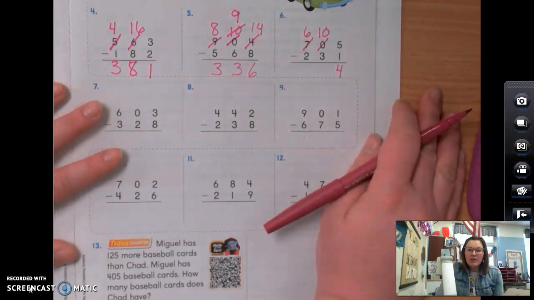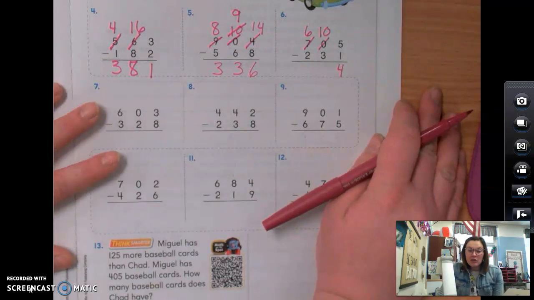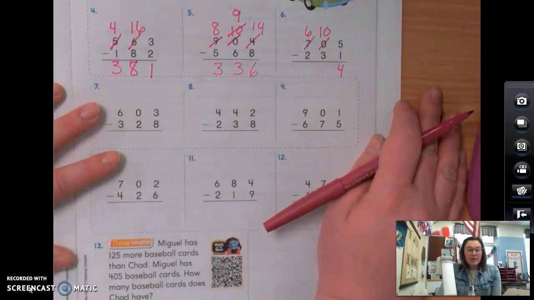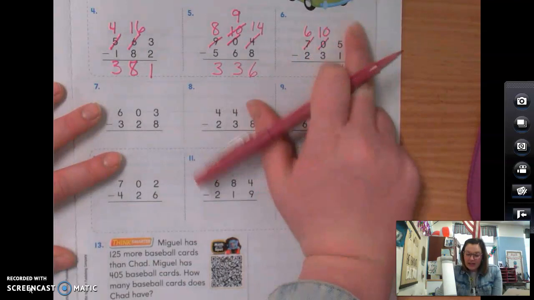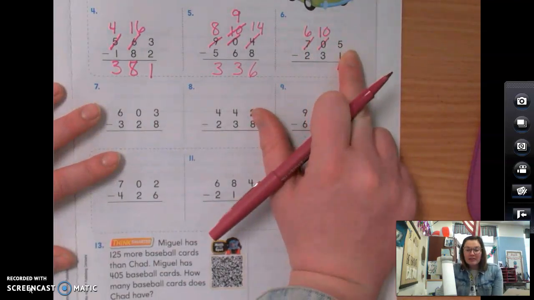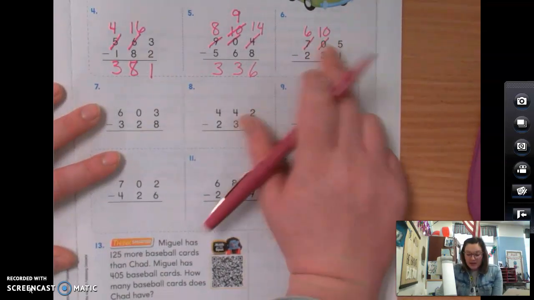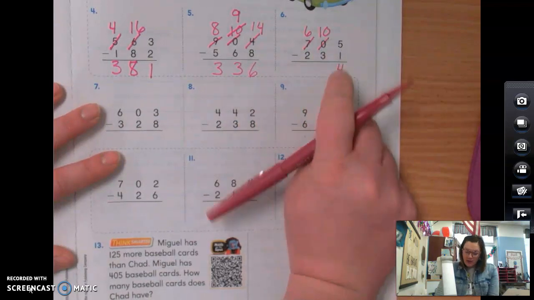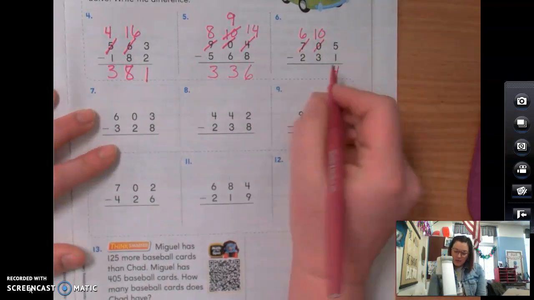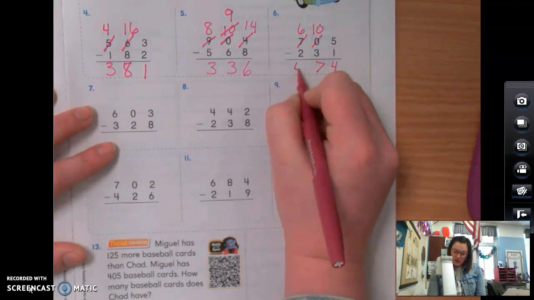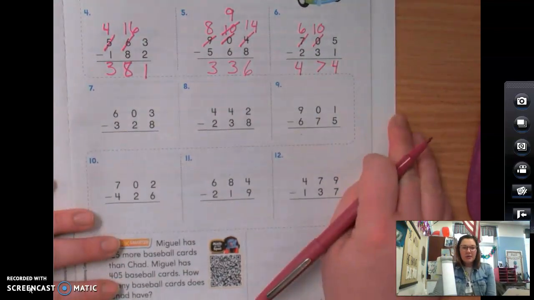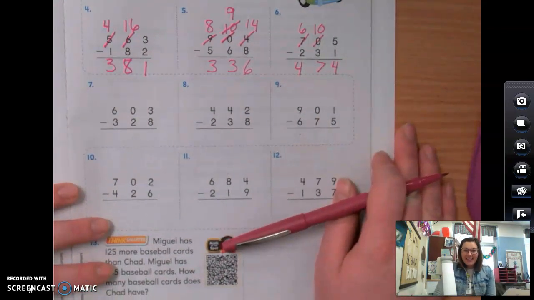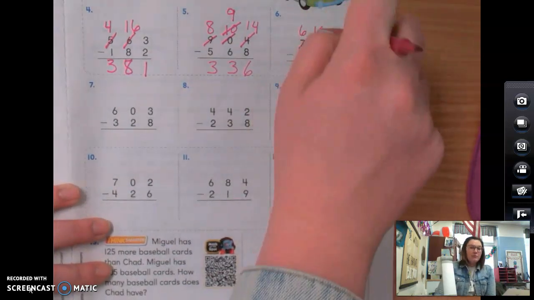Here's what kids do, though. When they see a 0 in the tens place, they automatically just make it a 9. You don't need to do that. The only time you need to make it a 9 is when you're regrouping over to the ones place. But I have enough in the ones, so I don't need to do that. So that stays a 10. So then 10 minus 3 equals 7, and 6 minus 2 equals 4. 474.